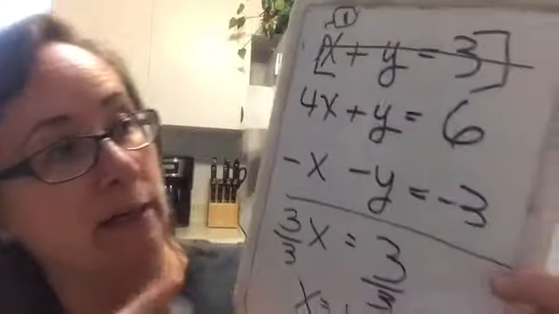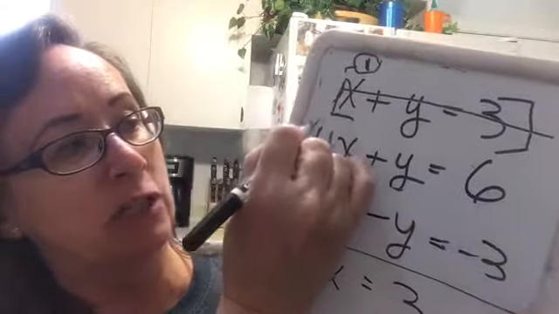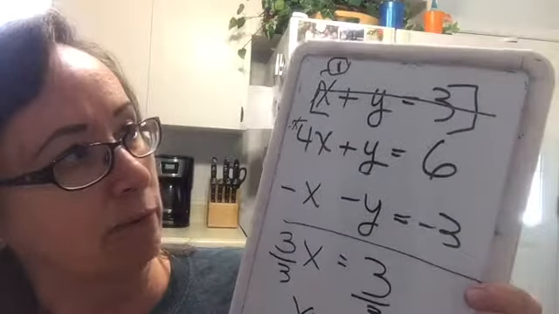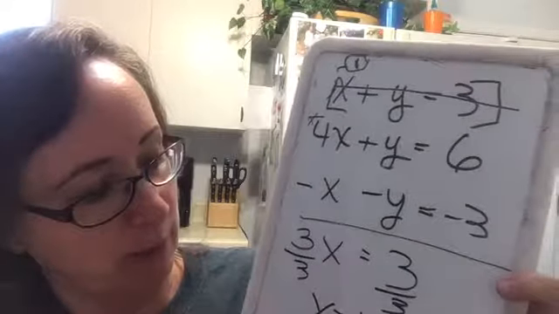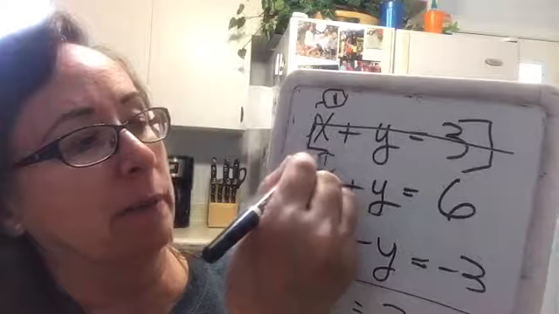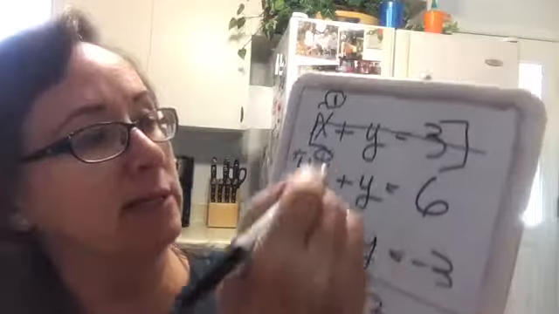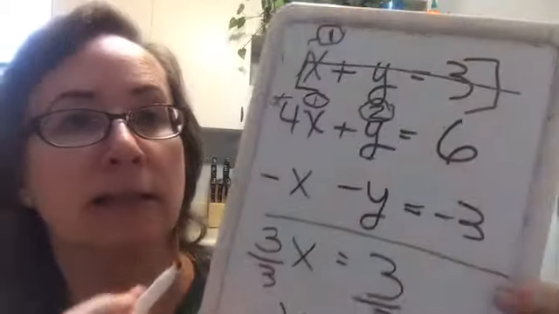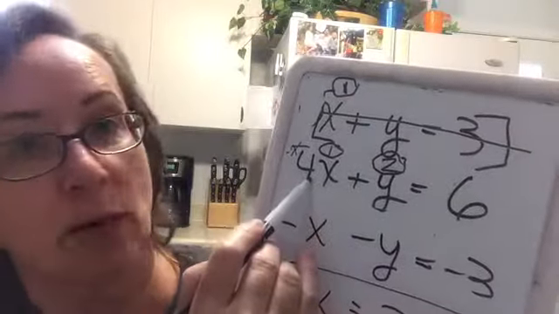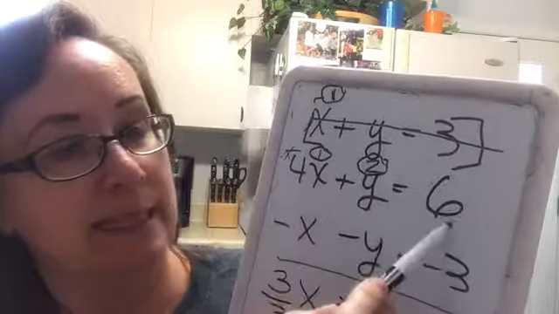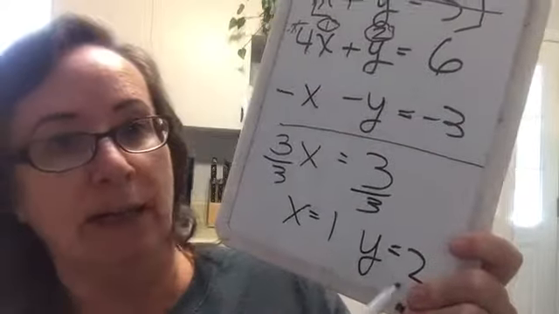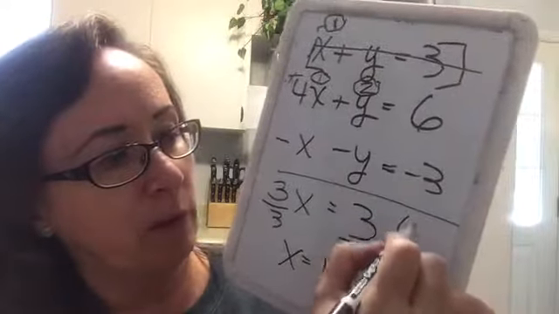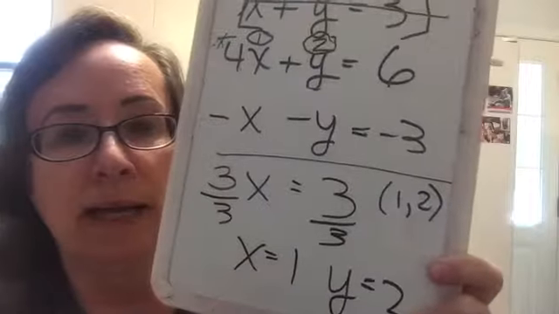But we should check our point. So let's go into the second one that I didn't just use to find the value of y. Let's go into this equation right here, that's a little asterisk. Okay, and we're going to plug in x is 1, so right here I'm going to plug in a little 1, and y is 2, so right here I'm going to plug in a little 2. And we have 1 times 4 is 4, plus 2 is 6, and that is true. Verifying that our point, which is x is 1, y is 2, or the ordered pair (1, 2), is our solution point.